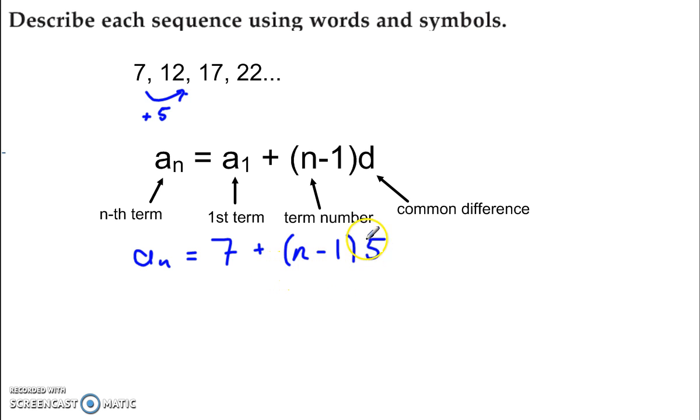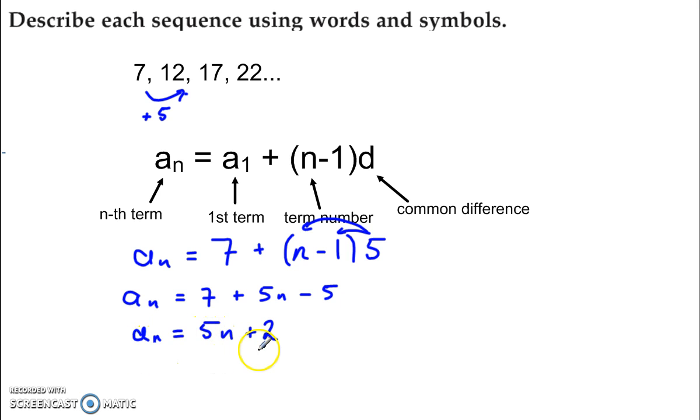Now I want to simplify that, so I'm going to use distributive property. Multiply n times 5 and negative 1 times 5. So I get a of n is equal to 7 plus 5n minus 5. Now simplify, I can combine 7 and negative 5. So a of n is equal to, always put the variable term first, 5n plus 2. All right, so here I got the simplified form of that equation.